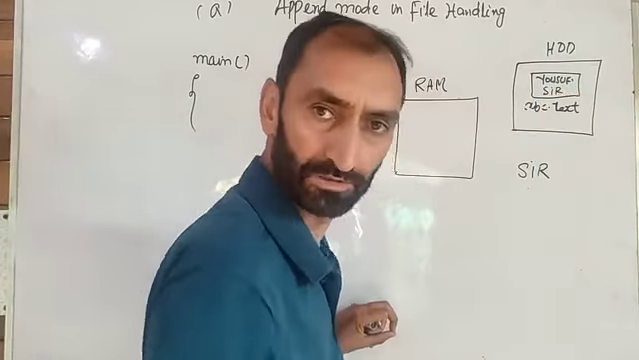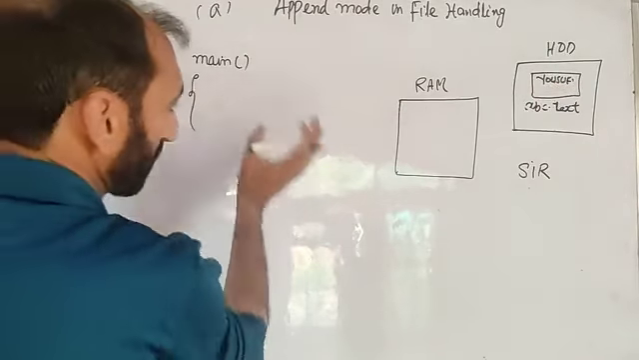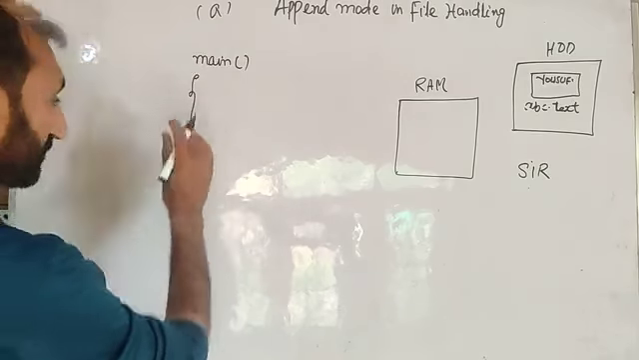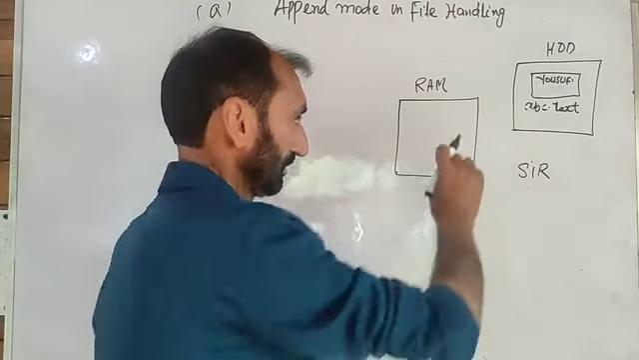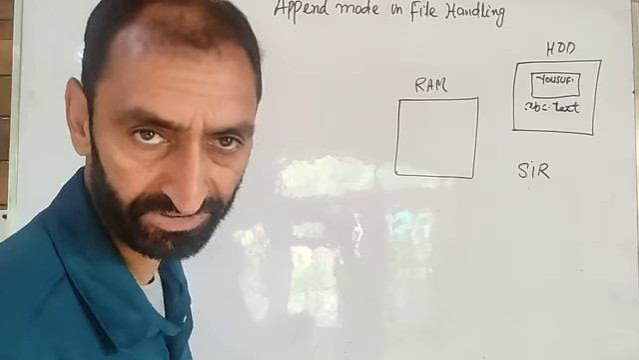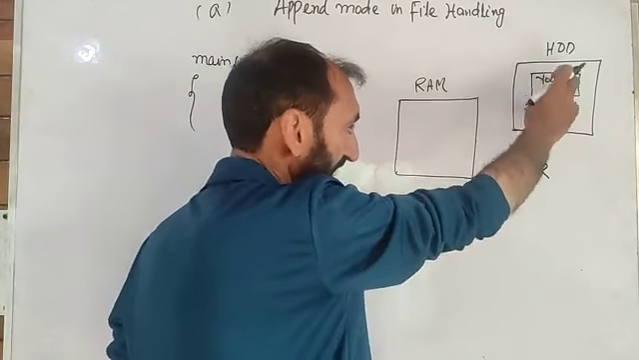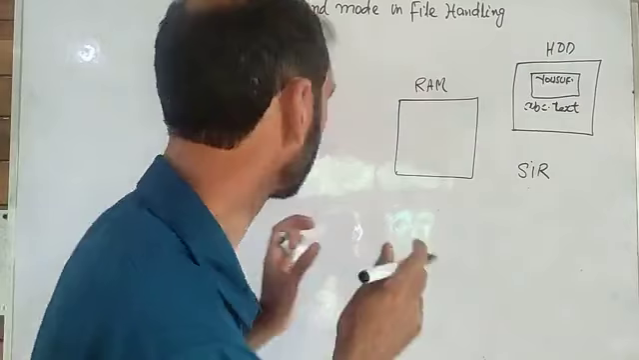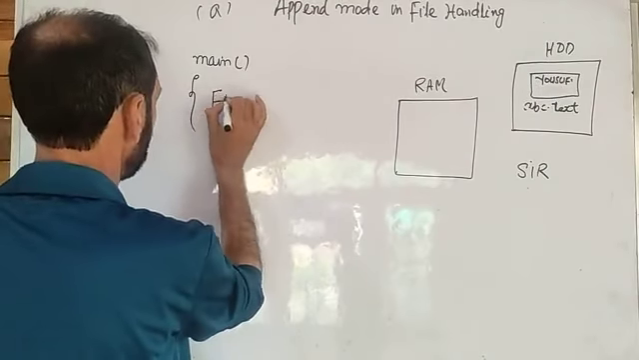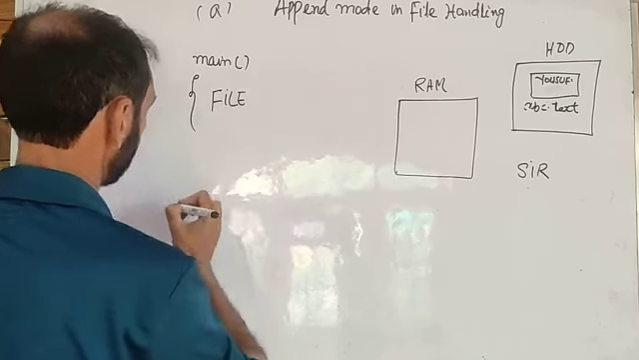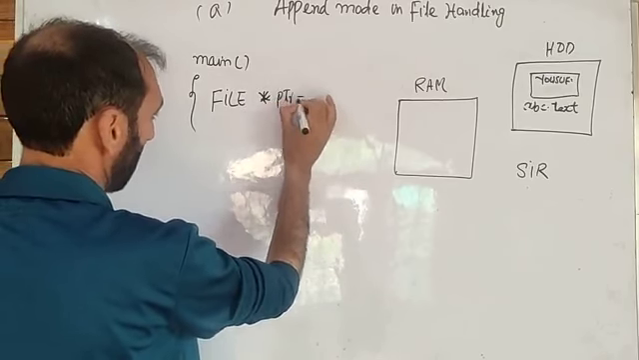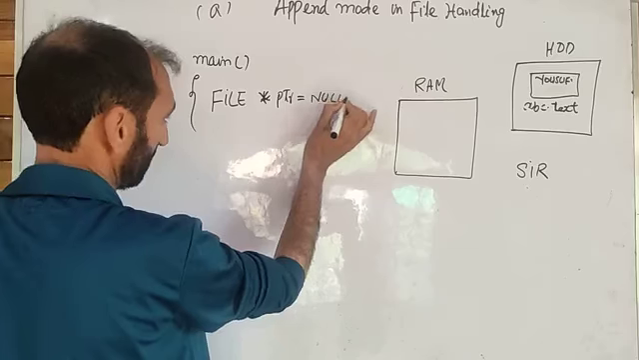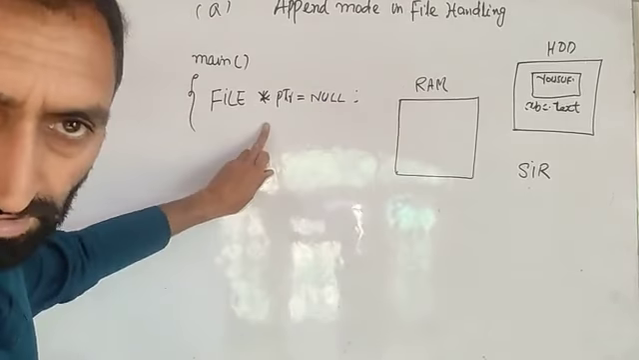Okay. Now, let us first write a program. We have already discussed in the previous video that in order to access the files in the hard disk, in order to perform an operation on the files, we need a file pointer. So first we have to create a file pointer: FILE *ptr, and initially I'm initializing it with NULL.